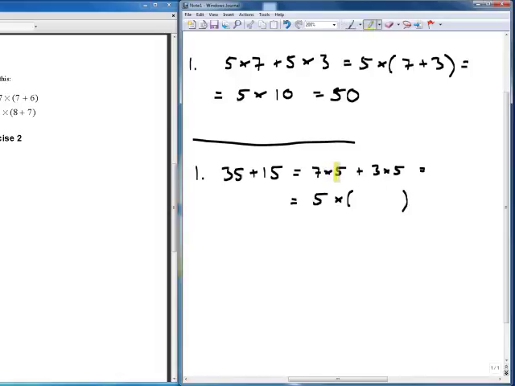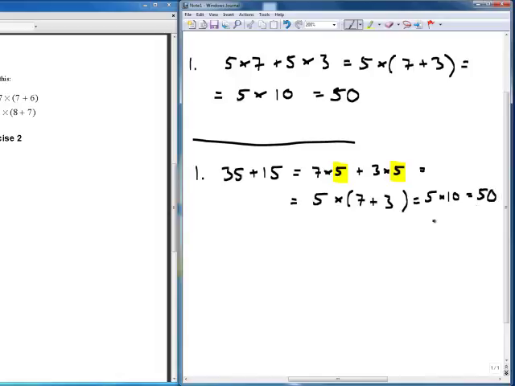So we use this 5 and we have the 7 left, plus, and we have the 3. Now, according to BIDMAS, we calculate this first, brackets first. 7 plus 3 is 10, so we have 5 times 10. That's 50, which is the answer.